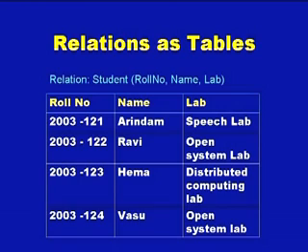And we also saw that relations are popularly viewed as tables, which is the notion used in SQL, that is, a relation of the form student with 3 attributes, roll number, name and lab, can be specified in the form of a table with the name student and 3 columns called roll number, name and lab.